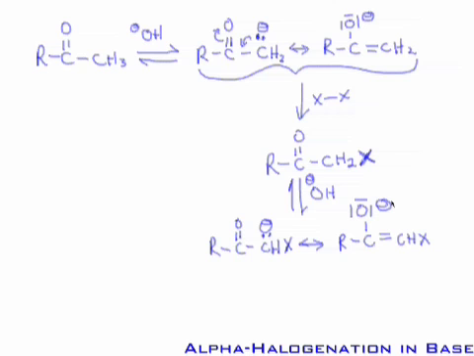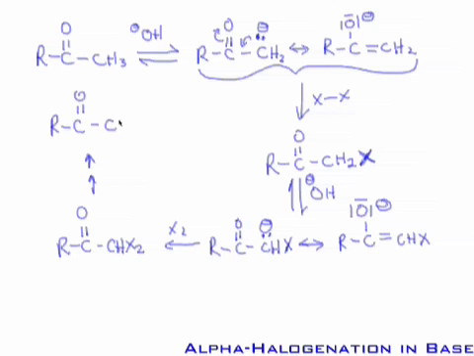And we discussed this in aldehydes and ketones. If we repeated this process, and if we repeated it again, we eventually get, if we have a methyl ketone, tri-substitution: R, C double bond O, CX3. Well, X could be, for example, iodide.